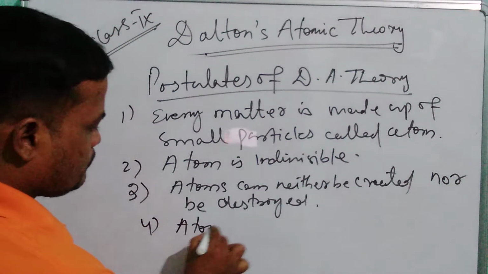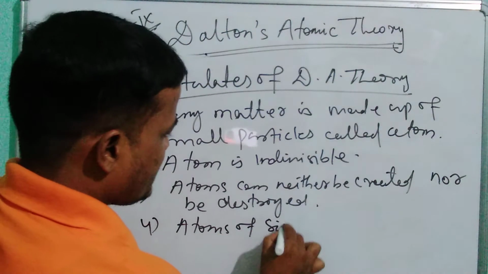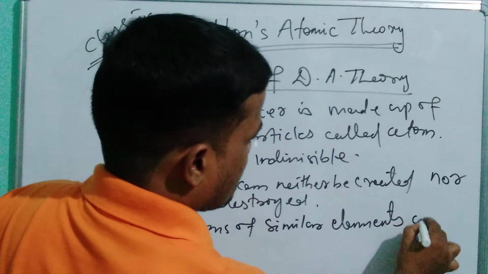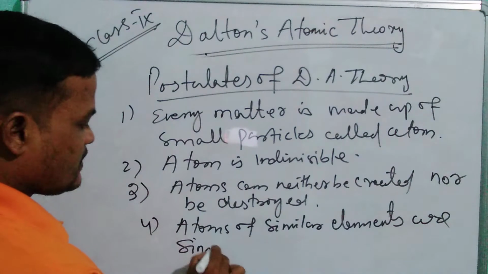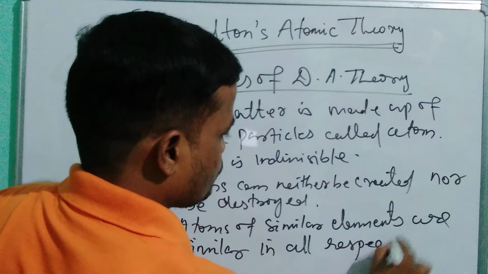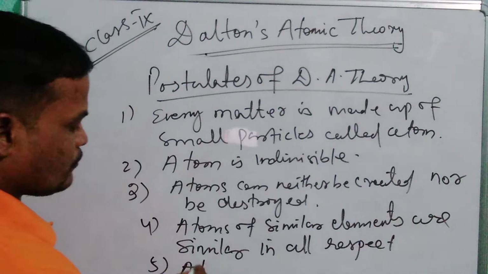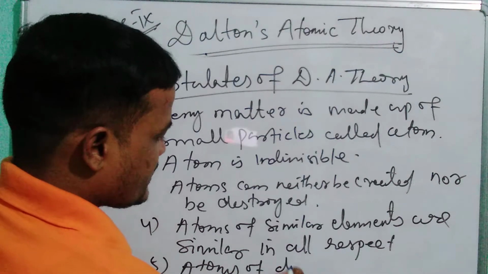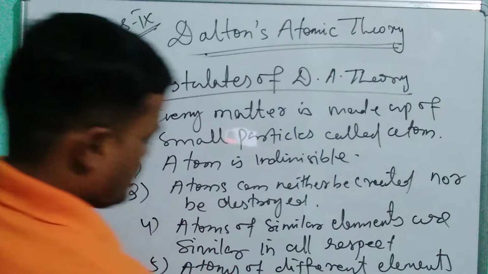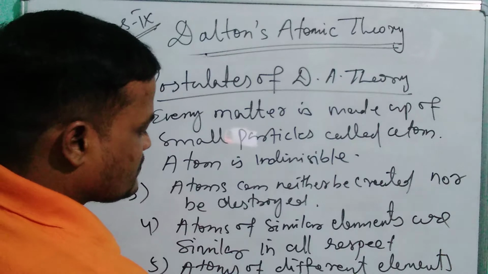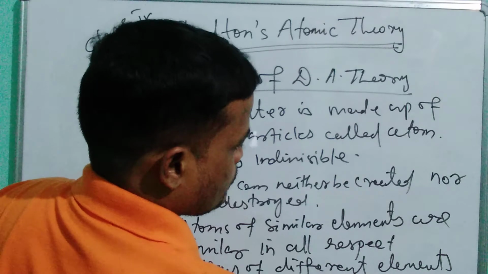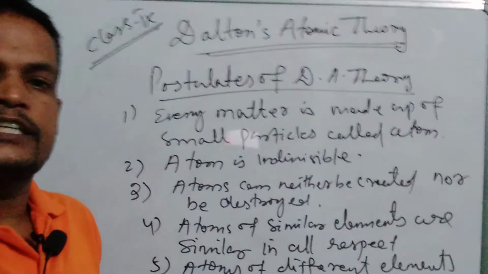Number four, atoms of similar elements are similar in all respects. Number five, atoms of different elements are different in all respects. Okay friends, these are the five points. Let us write more.